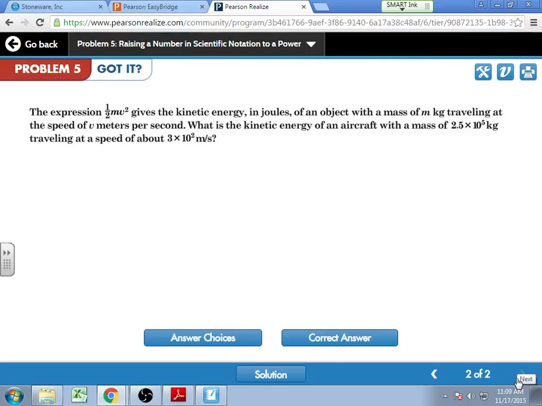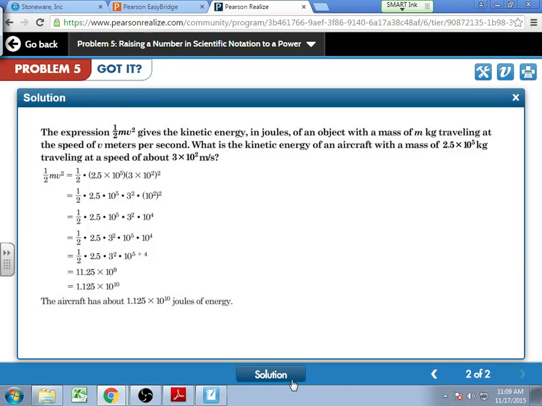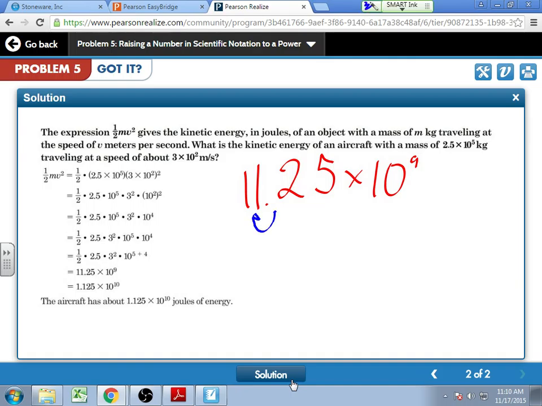What'd you get? 11.25. Wait. You can't express it like that. It would not be times the 10 to the 9th because to put it in scientific notation, we have to take this decimal to the left one. So if you have 11.25 times 10 to the 9th, when I move my decimal left, it moves my power up. So that's how I turn this into 1.125 times 10 to the 10th.